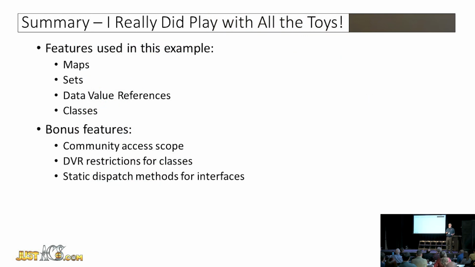And I was so tickled with it because I really got to play with all the toys. It's kind of what it felt like. I got to do the things I mentioned, map sets, data value references, and classes. And then I even got to pick up a couple of bonus things. Community access scope. I think it's the first time I've used it. Hasn't come up before. DVR restrictions on classes. First time I got to play with them. And I think it worked out really, really well. And then static dispatch methods for interfaces. This is like the kind of thing you do with those. And that's all I got.